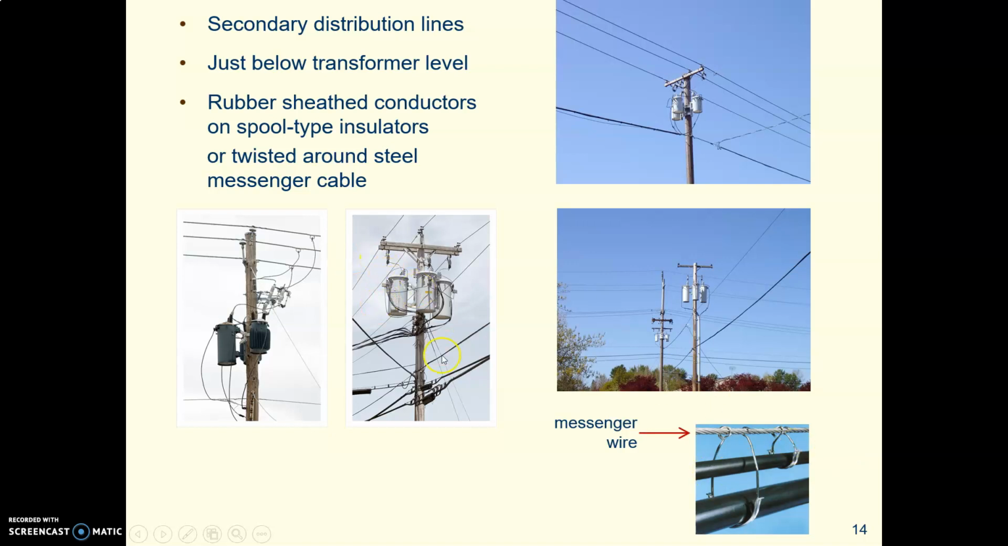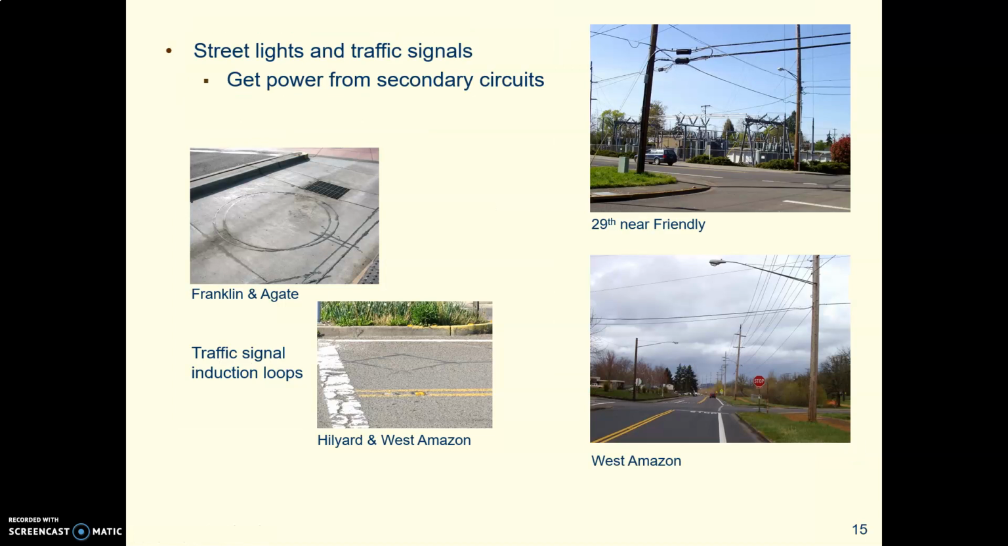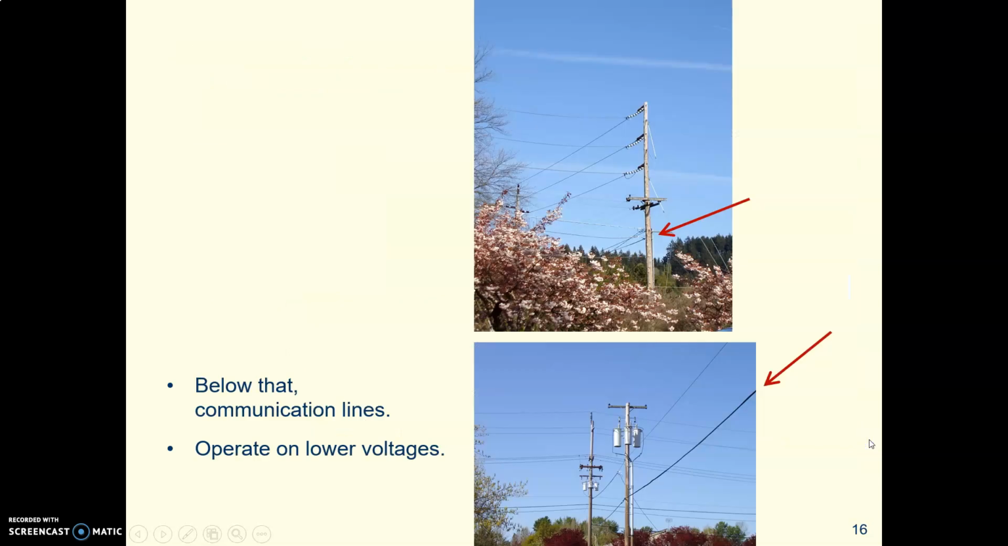And these secondary lines might go through rubber spool type things, or they might be carried on what are called messenger wires, where the messenger wire is pulled tight. The actual conductor gets a little bit more looseness to allow for flexing and temperature changes. And then street lights get their power from the secondary circuits, and I'm sure you've seen these induction loops in the pavement. Those are kind of interesting.